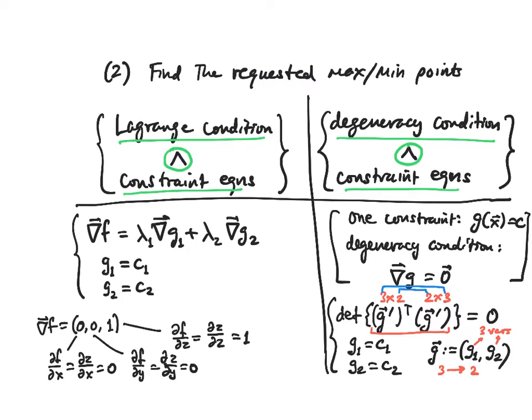Back to our system here. The Lagrange condition is this equation when you have two constraints, and it will be a very similar equation if you have k constraints. But then you also have to take the constraint equations you were given as part of that system. So that system as a whole, I'm going to call the Lagrange system.